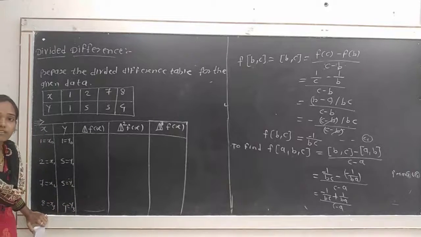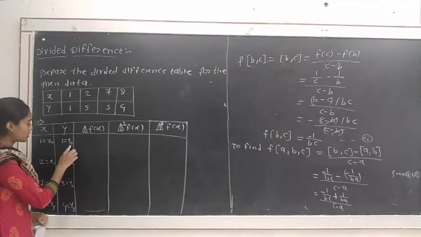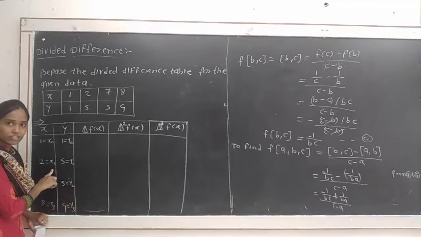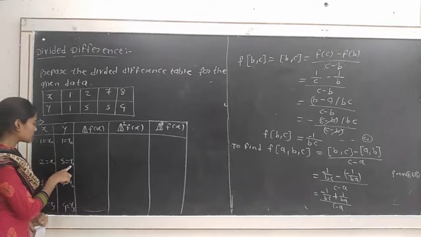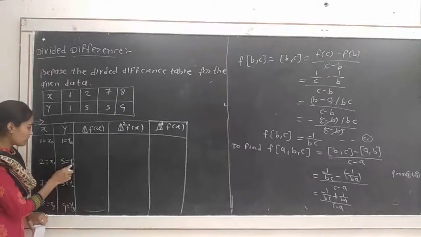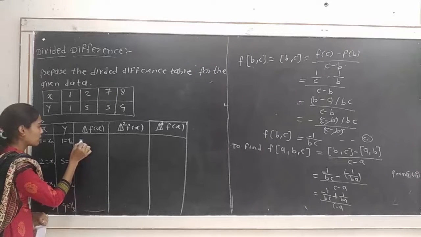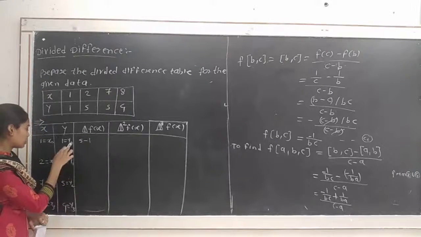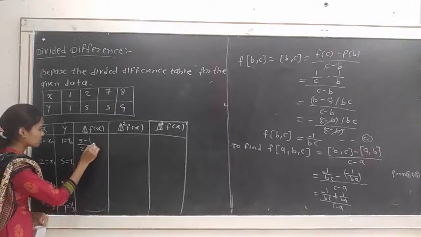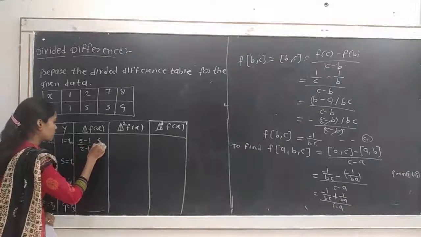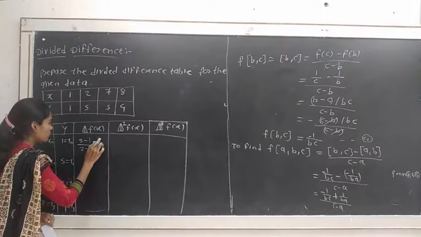Okay, so by using the definition of divided difference, the first divided difference for the argument x0 and x1 will be f of x1, that is y1 minus y0 divided by x1 minus x0. That is 5 minus 1 divided by 2 minus 1, which is 4 divided by 1. So we get it equal to 4.